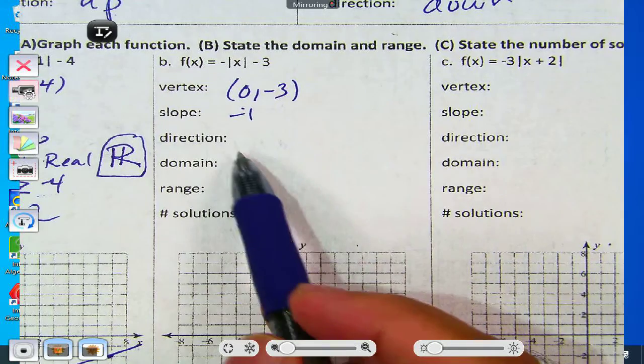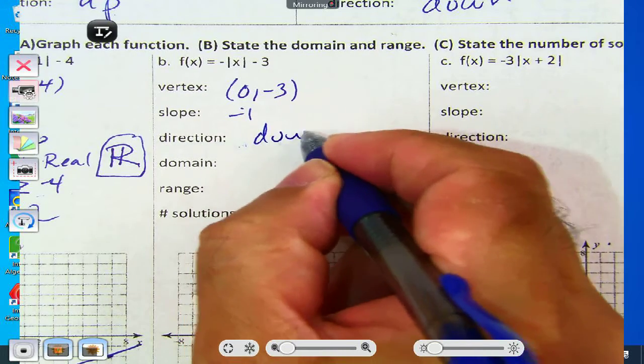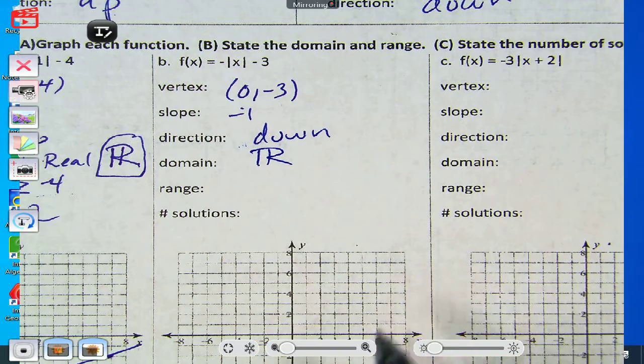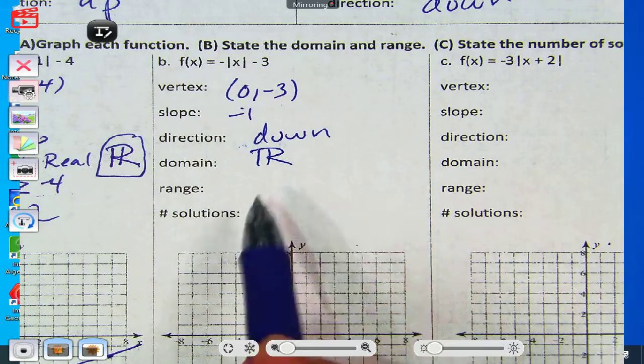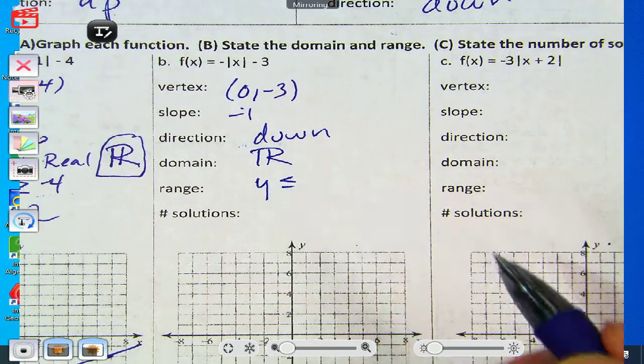All right, direction. Which direction does this go? Downward. So this is going to open downwards. And the domain is the same, so it's all real numbers. And the range. This is facing downwards, so when it's down, I say less than or equal to.